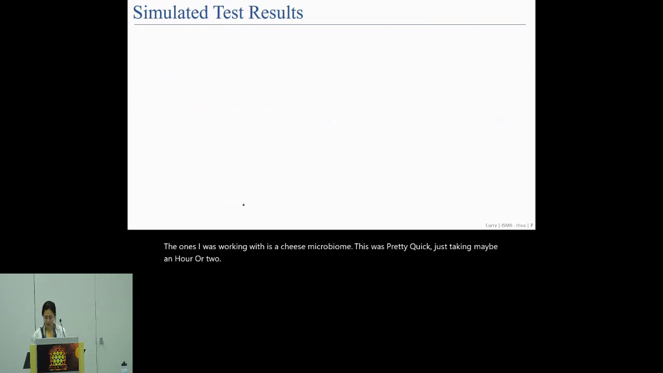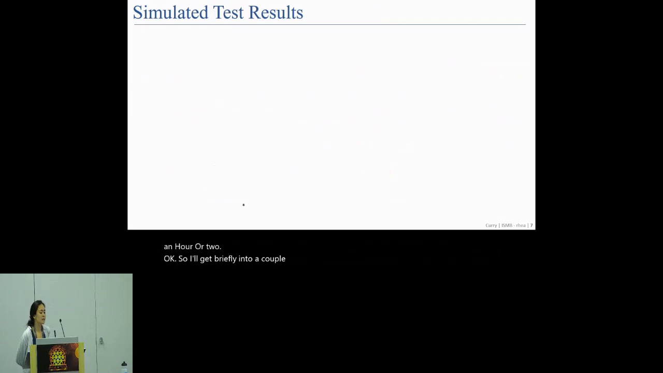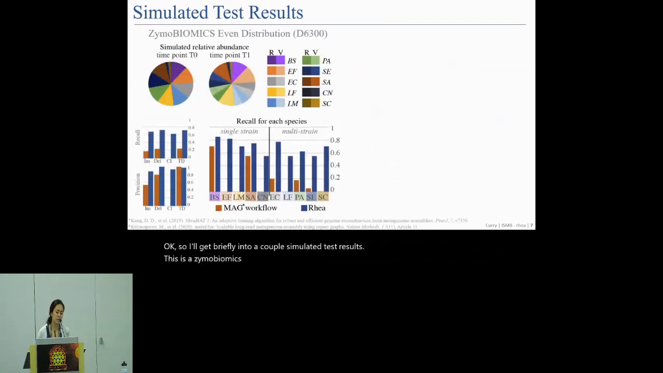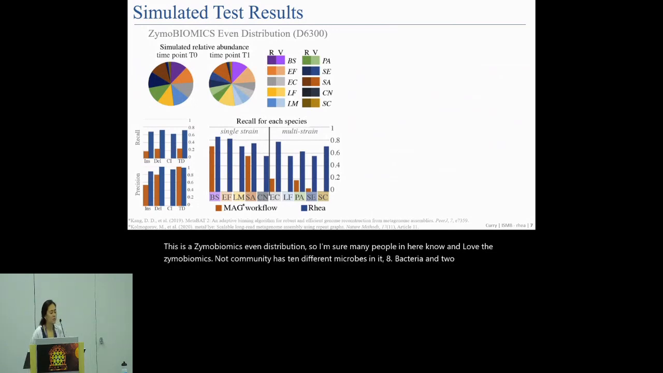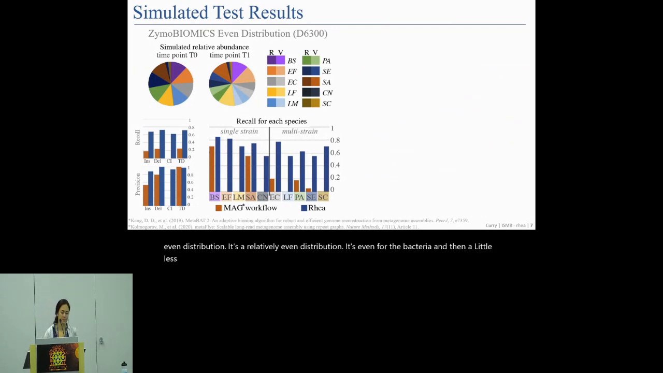Okay, into a couple simulated test results. This is a Zymobiomics even distribution. So I'm sure many people in here know and love the Zymobiomics mock community. It has 10 different microbes in it, 8 bacteria and 2 fungi. And even distribution, it's a relatively even distribution. It's even for the bacteria and then a little less for the 2 fungi.